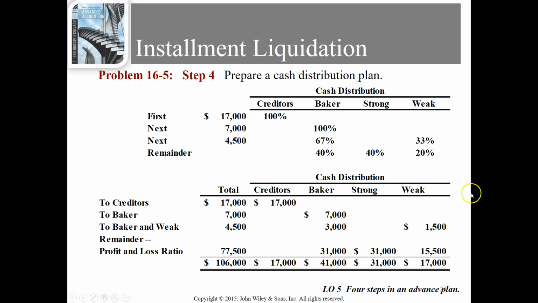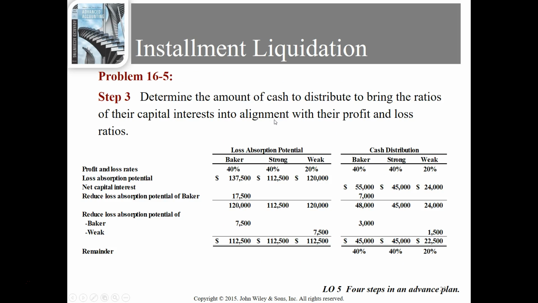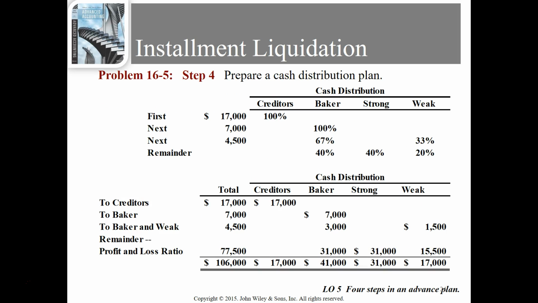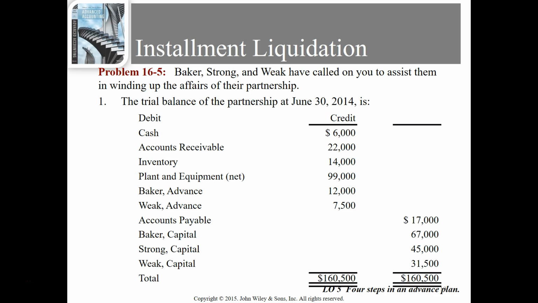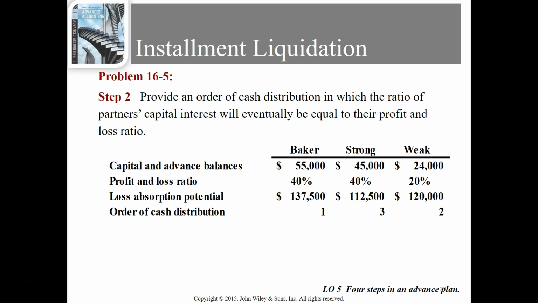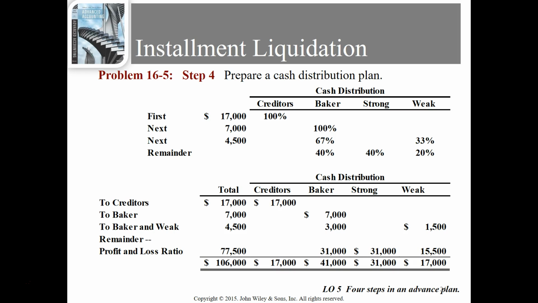Step 4, now you can prepare your cash distribution plan. As we said, the first $17,000 would really be going to the creditors. The next $7,000, and again, let's just take a look for a moment. 17,000 is your accounts payable. That's where that number came from. That would go automatically to creditors.